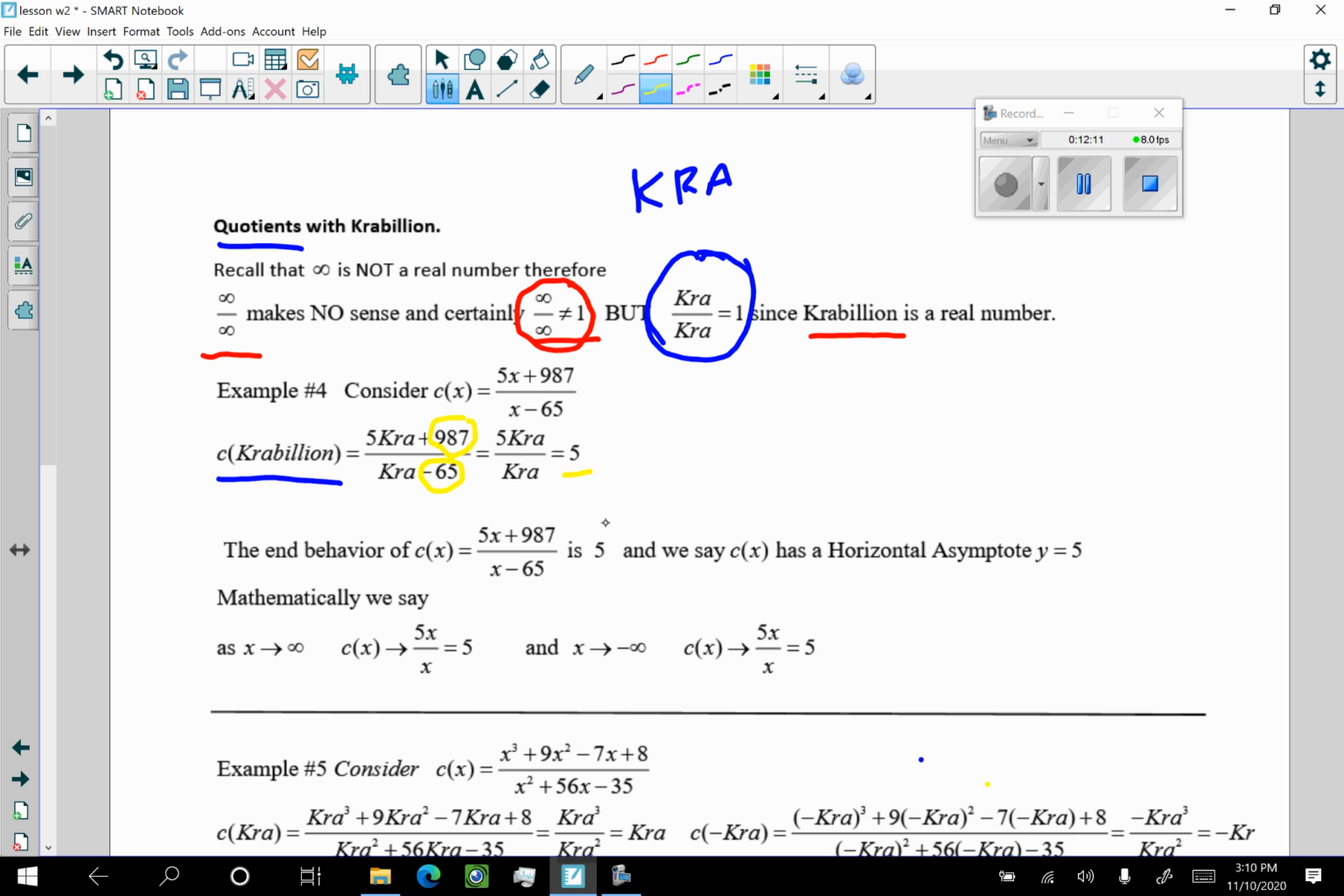And in fact, 5 is the end behavior of this quotient right here. Why? Because C of kerbillion is equal to 5. Since C of kerbillion is equal to 5, 5 is called the end behavior. That's what the graph of this guy is going to look like as we get way out to the end. We talked about end behavior of polynomials, but this quotient has a specific end behavior. And since it is 5, we say C of x has a horizontal asymptote. And I'm not quite sure if we've talked about horizontal asymptotes or not. We may or may not have mentioned these in algebra too. I don't remember.